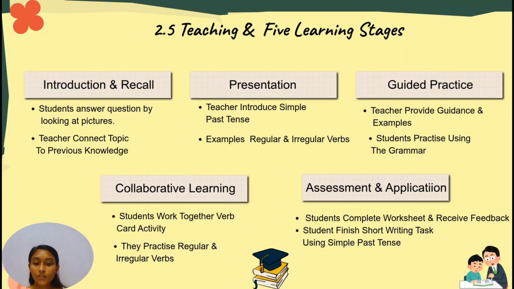The fourth stage is collaborative learning, where students work together through the verb card activity. The last stage is assessment and independent application, where students complete their worksheet and receive feedback from the teacher. Finally, they write their own simple past tense sentences. These are the five stages, where students move from recalling knowledge to learning and practicing collaboratively, and finally applying what they learned. So that's all from me. Thank you.